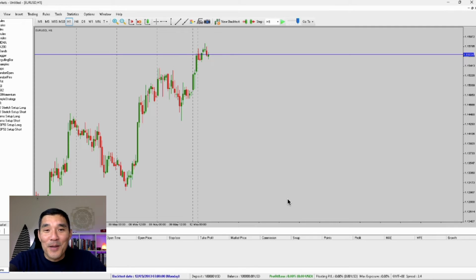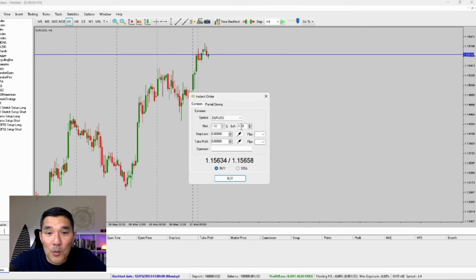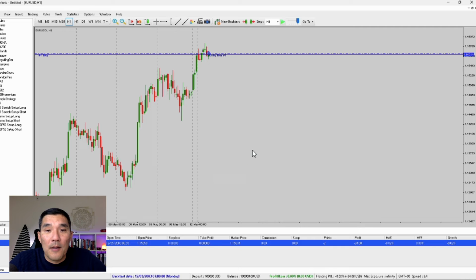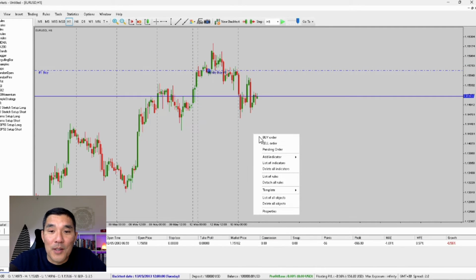All right, so here is a chart. And the first thing I want to demonstrate is the common misconception about hedging. And that is you're going to have a long and a short at the same time. So I'm going to take a trade here on the chart. I'm going to buy, let's do 1 standard lot. And then let's move the chart a little bit. And then I'll sell 1 standard lot.